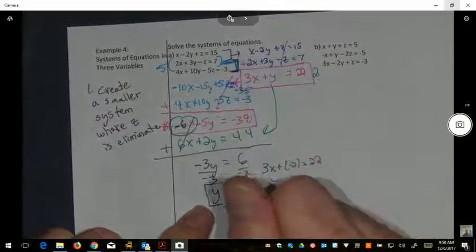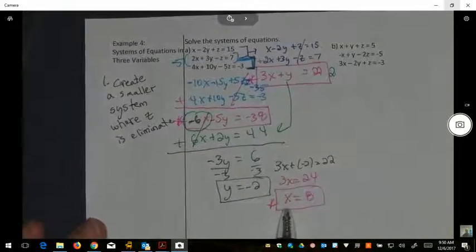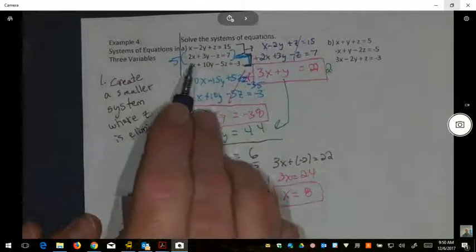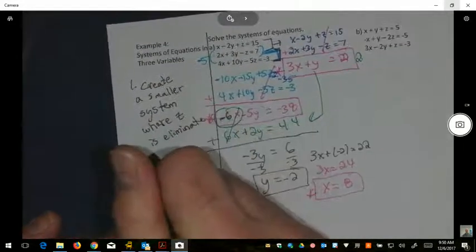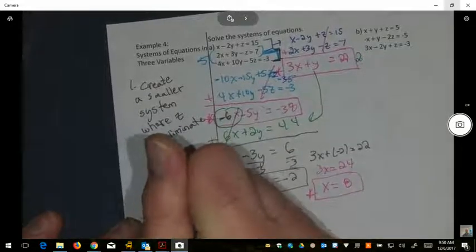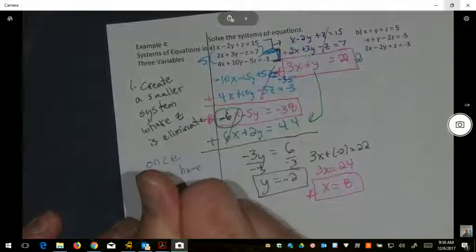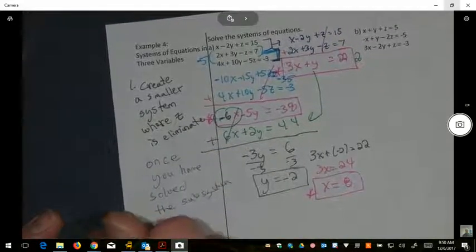Now I have 2/3 of my overall system solved. The subsystem is completely solved. How am I going to find z? Plug in x and y to any of the 3 original equations. So once you have solved the subsystem, plug it back in to get the last variable.